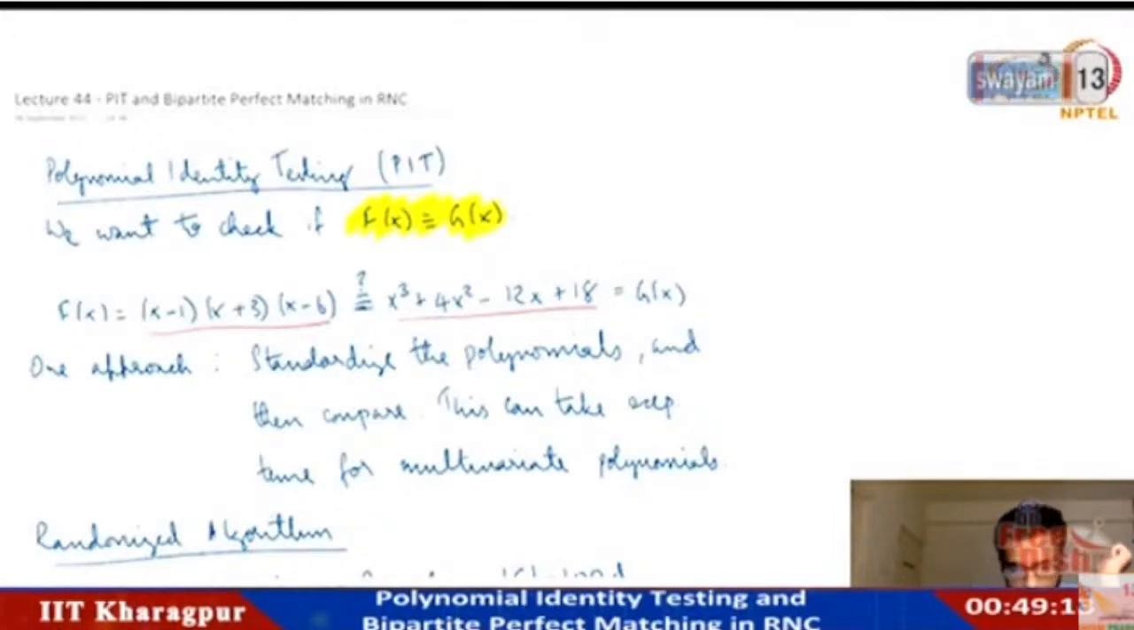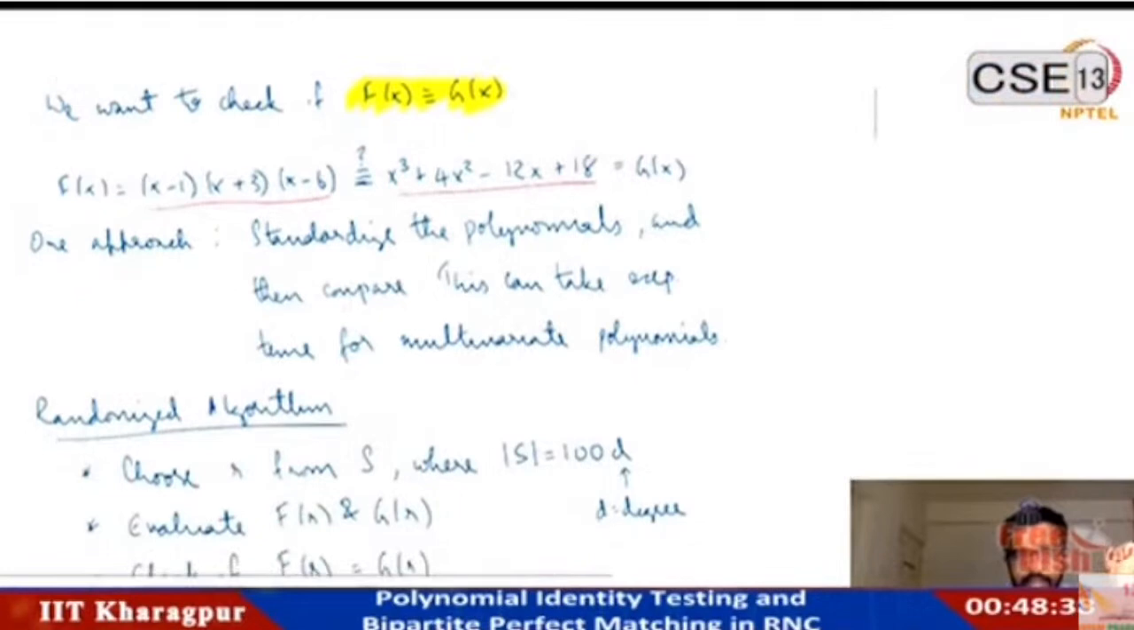On first look, the leading terms of both look like x cubed, so that seems to be the same. The constant term on the right hand side is plus 18, and on the left hand side it is minus 6 times plus 3 times minus 1, which is also plus 18. But when you look at the coefficient of x squared, it will be just the sum of minus 6 plus 3 minus 1, so it will be minus 4, whereas for g it is plus 4. So you see that these are not the same, right?